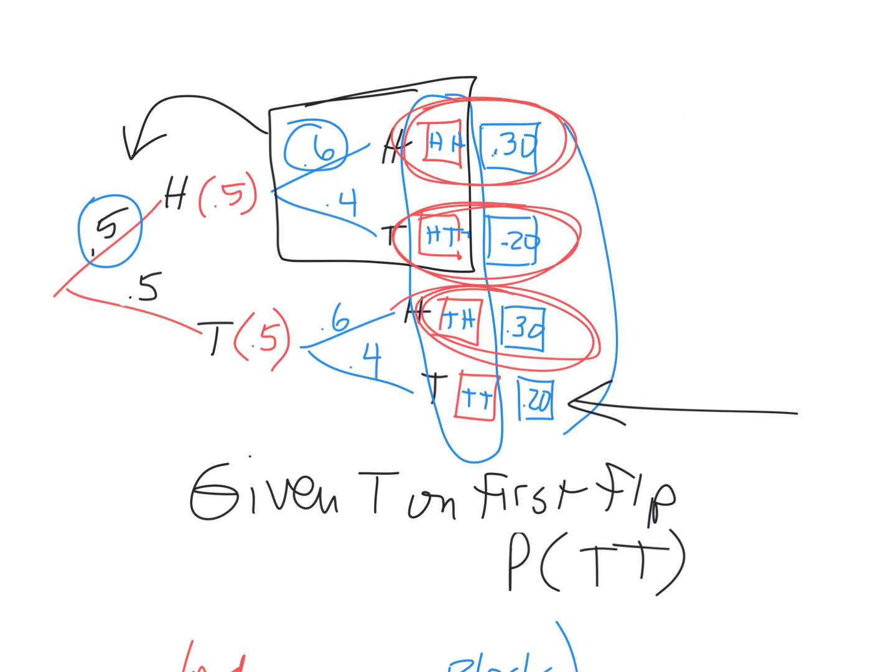Because the tails percentage is 0.5. And I totally get why some kids were thinking, well, then it's just a 50-50 chance. But the second coin flip isn't 50-50.